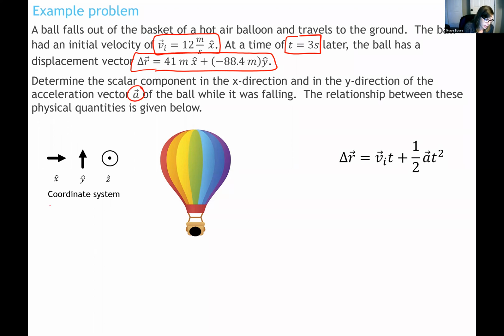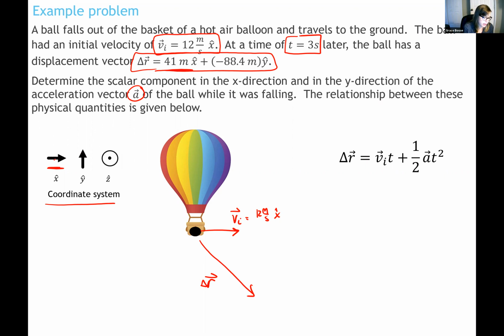So if you can picture this, I've already chosen a coordinate system for you. Looking at our initial velocity vector, that means this ball was initially traveling horizontally with 12 meters per second in the X hat direction. So our velocity vector was horizontal based on our coordinate system where X to the right is positive. And now at 3 seconds later, it's going to have a displacement. That means its position will change by this much: 41 meters X hat plus negative 88.4 meters Y hat. So that's a vector that points to the right and downwards.